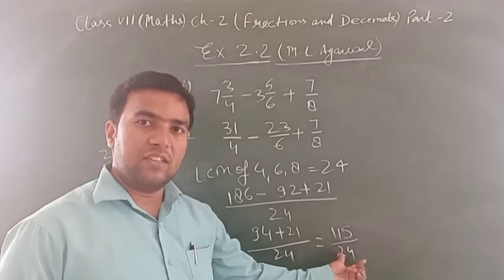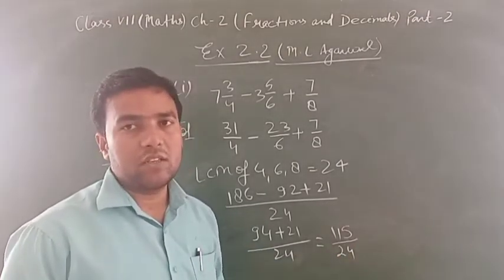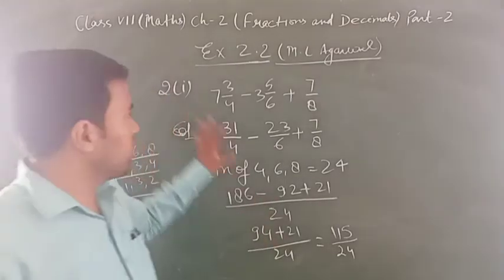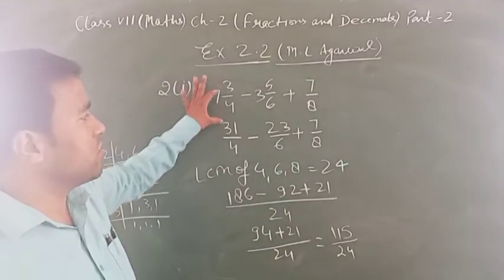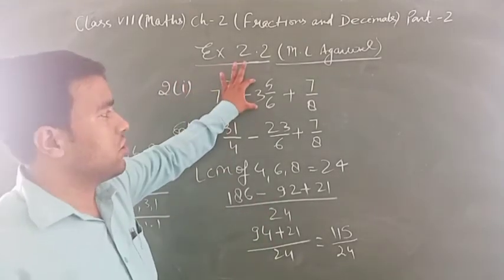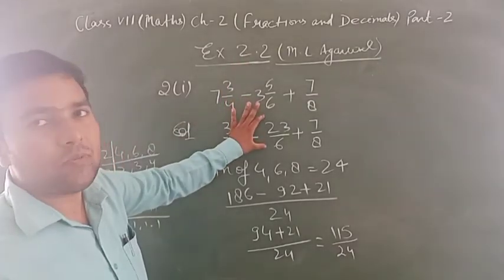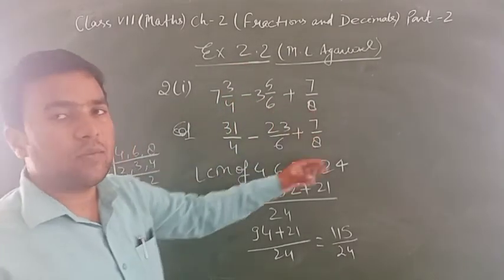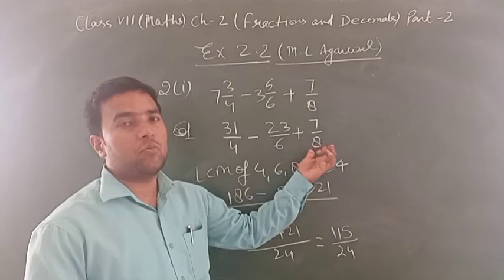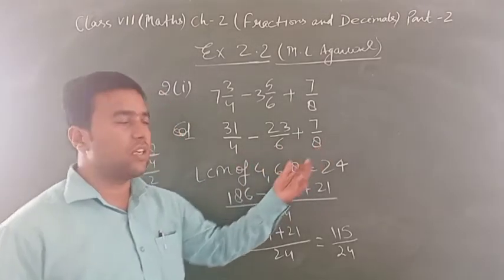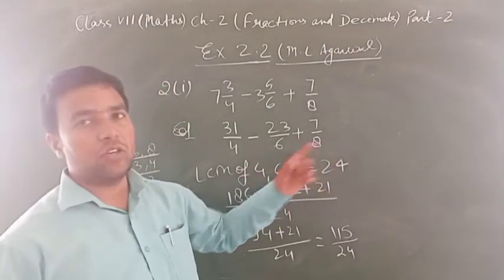But if you write this only, that is also fine. Clear? Means first of all 7 whole 3 by 4, change in improper fraction. 3 whole 5 by 6, change in improper fraction, plus 7 by 8. After that, take LCM of denominator. LCM of 4, 6 and 8 is 24.